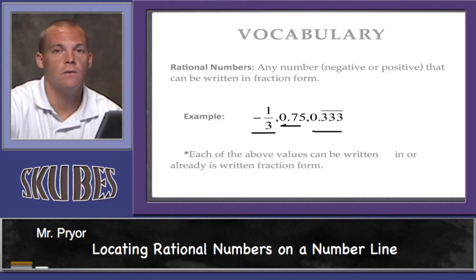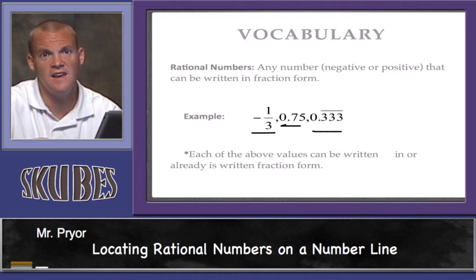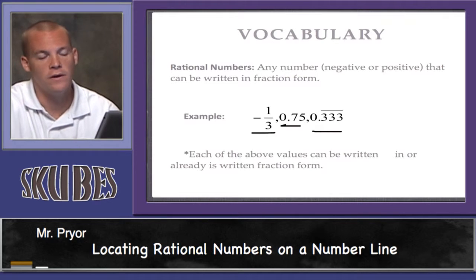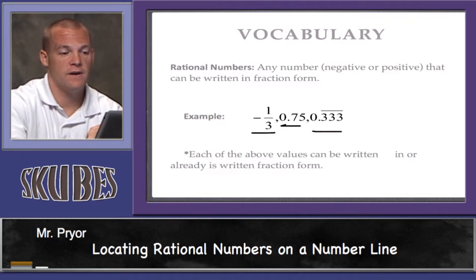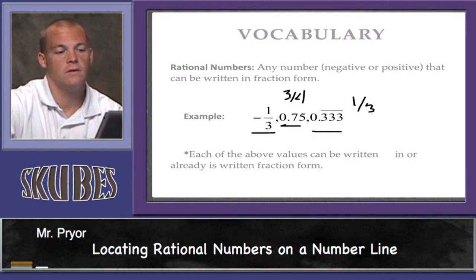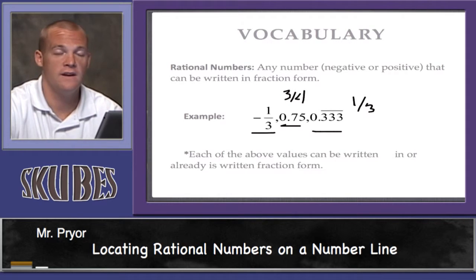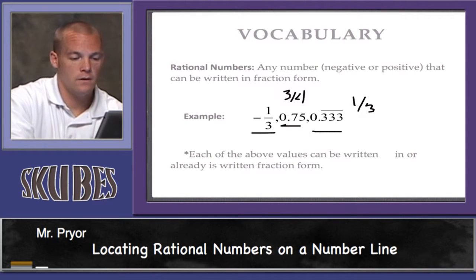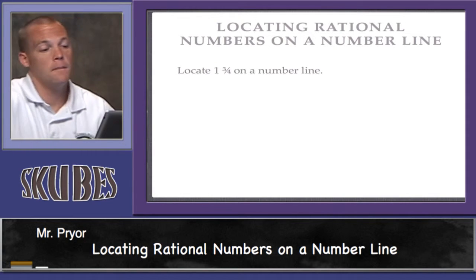And then finally 0.3 repeating. Repeating decimals are also considered rational because they can be written in fraction form. 0.3 repeating is actually 1/3. So notice if we modify these, they are all actually fractions. So any decimal that ends or any decimal that repeats is considered rational. All right, so let's take a look at some examples here of what you'll be asked to do. Mainly locating them on a number line.